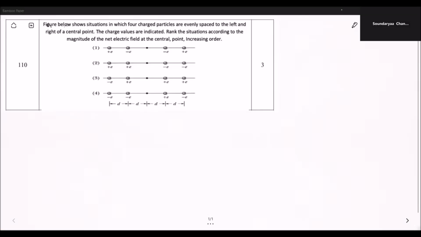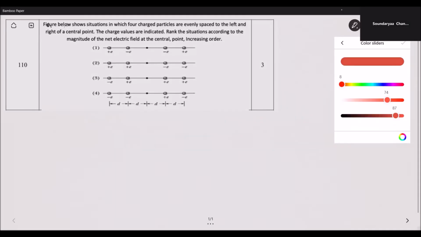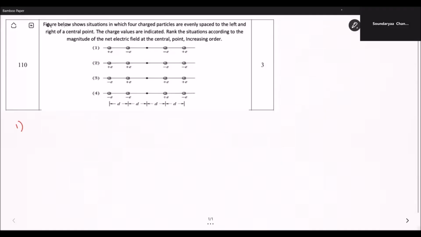Good afternoon, children. We'll discuss this question now. They are asking us to find the electric field at the center of these various charge configurations from the four figures. So let's solve one by one. For the first figure, the diagram is like this. We have to find the electric field at the center.